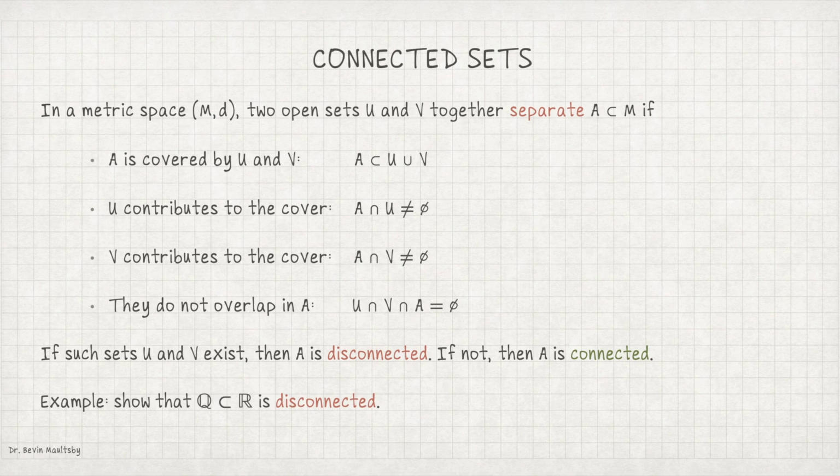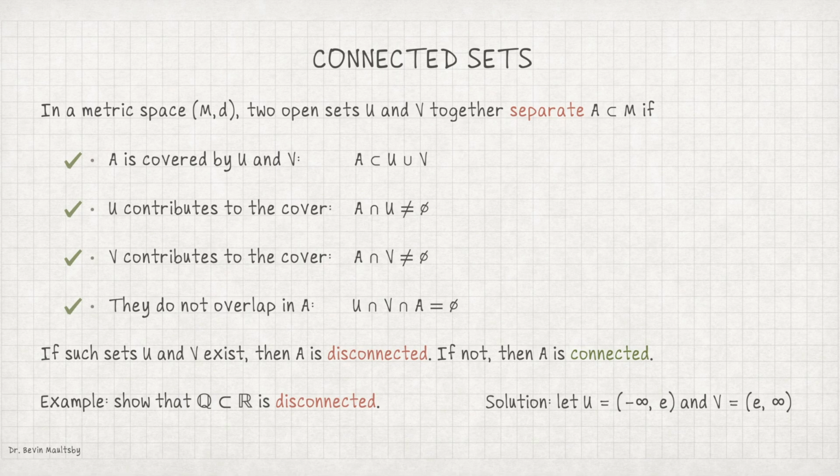Okay, maybe you got such sets, but if you need a hint, think about two open intervals covering almost the entire real number line. Okay, here's my solution. Let the open set U be the open interval from negative infinity up to the irrational number e. And then let V go from e to infinity. Let's check the four conditions. Every rational number smaller than e is covered by U, whereas every rational number larger than e is covered by V. Therefore, both contribute to the cover. So 0 is covered by U, whereas 10 is covered by V. And they don't overlap at all, so the intersection of U and V is empty.